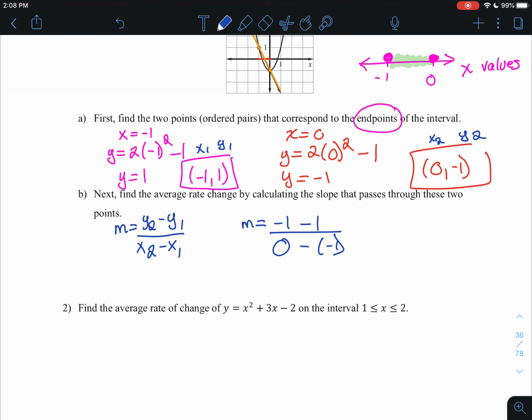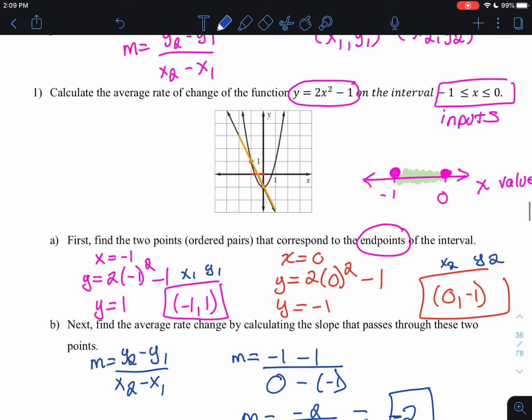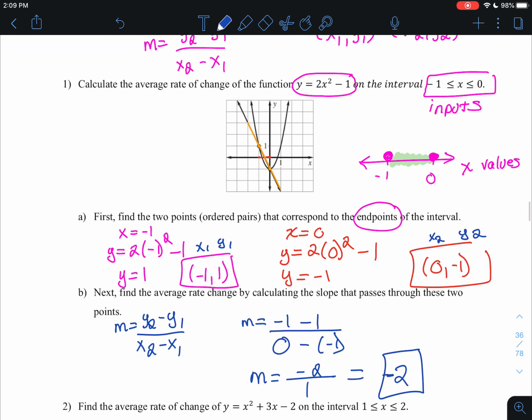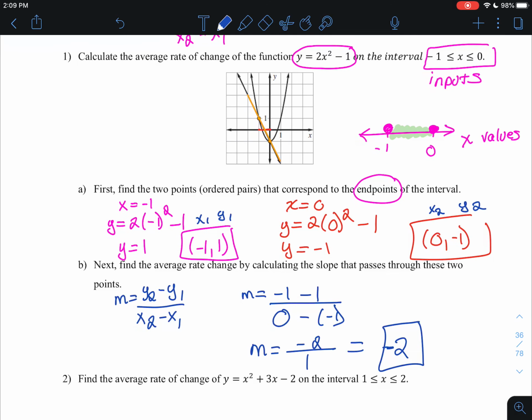So now you calculate the slope. You get negative 2 over positive 1, which gives you negative 2. So this is the slope of our orange line, the line that passes through our two endpoints. And this tells us that for the quadratic function y equals 2x squared minus 1, there's an average rate of change of negative 2. It's decreasing on average by 2 throughout this interval.